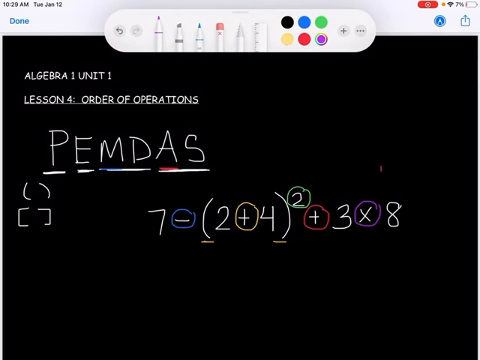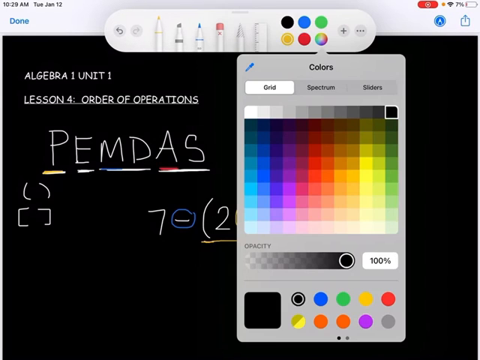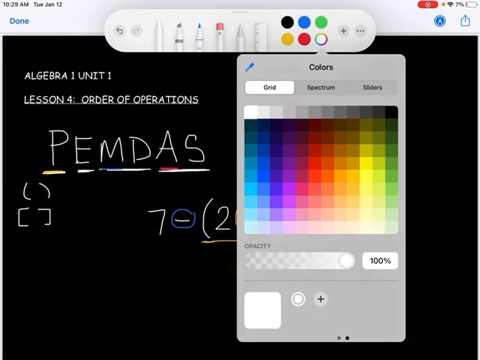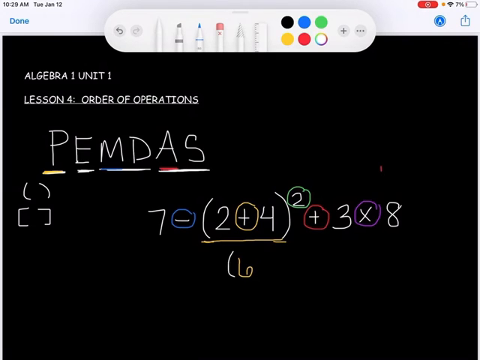So parentheses comes first because P comes first. So anything in parentheses we need to do first, which is right here. So we need to do that 2 plus 4, which gives us 6. And when you first start doing order of operations, you should do it step by step and bring everything else down. Do one step at a time. Once you get more familiar with it, it will get easier.